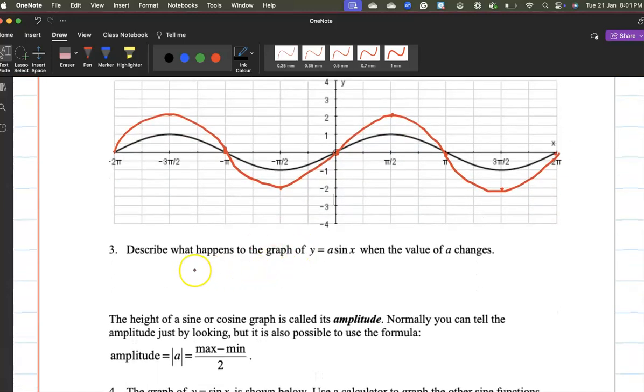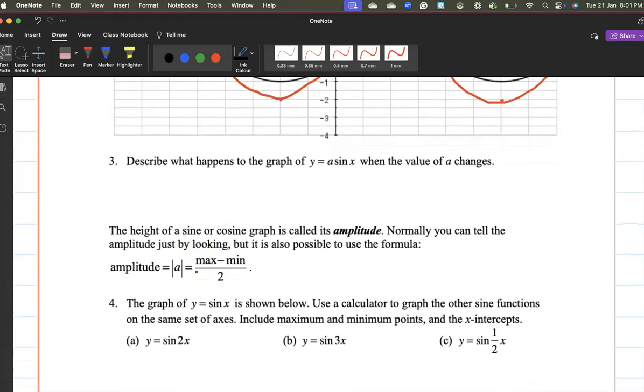So describe what happens to the graph of y = a sin x. If a is greater than 0, it would be a vertical stretch. So basically that's the amplitude that changes. That's your vertical stretch factor. Correct. The height of the graph is the amplitude.